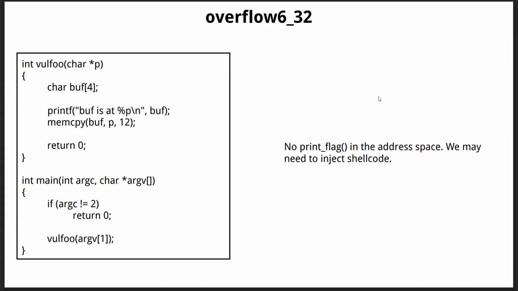In valfoo, at the C code level, we have a buffer of 4 bytes. We print out for you where the buffer is. Then we do a memory copy from the command line argument to the buffer. We copy 12 bytes here, okay? That's it. And there is no print flag in the address space, which means you need to inject the shellcode here.